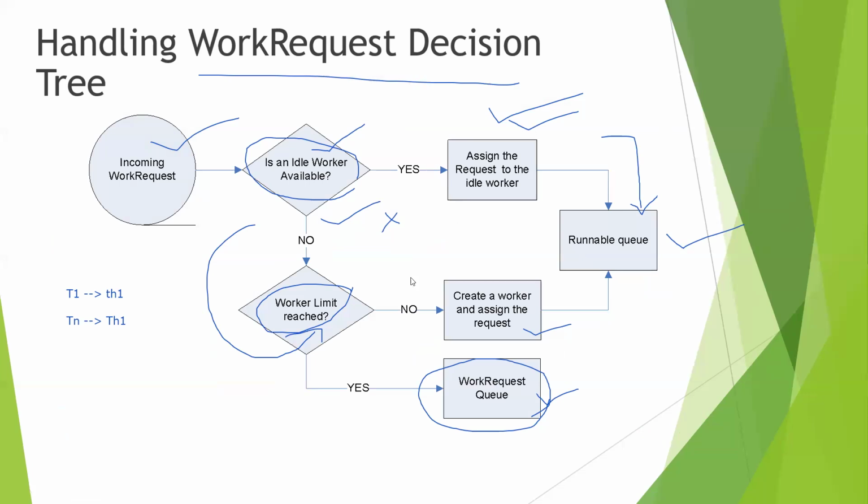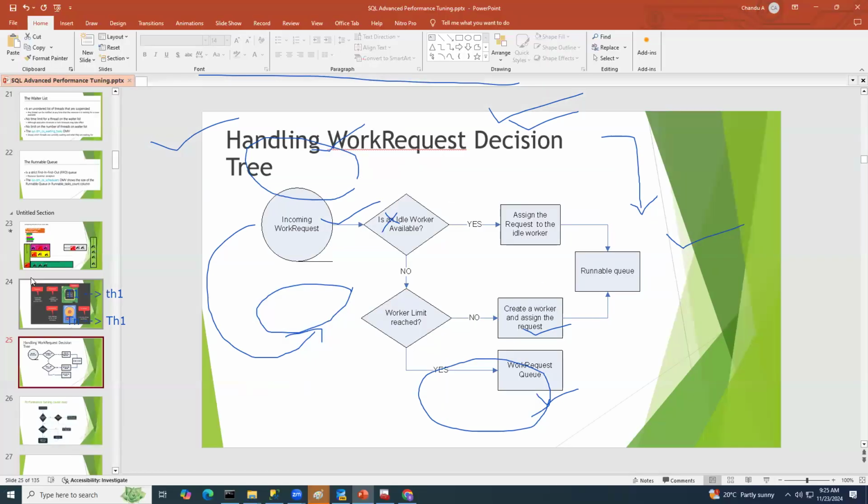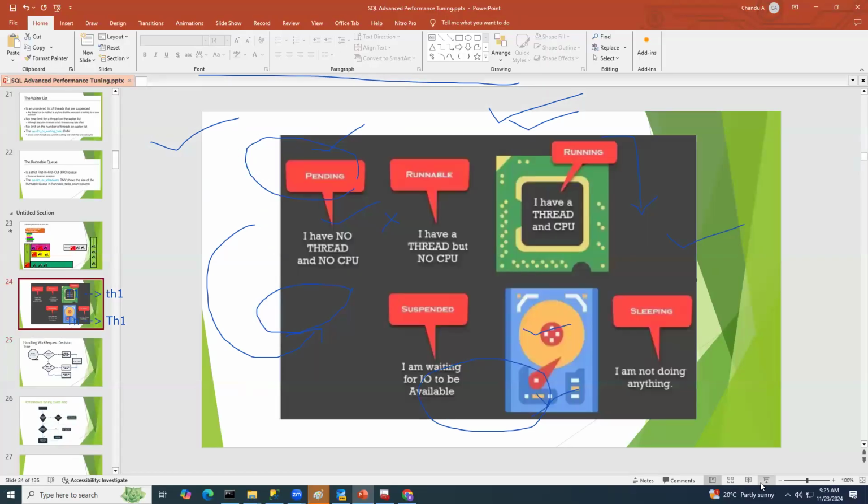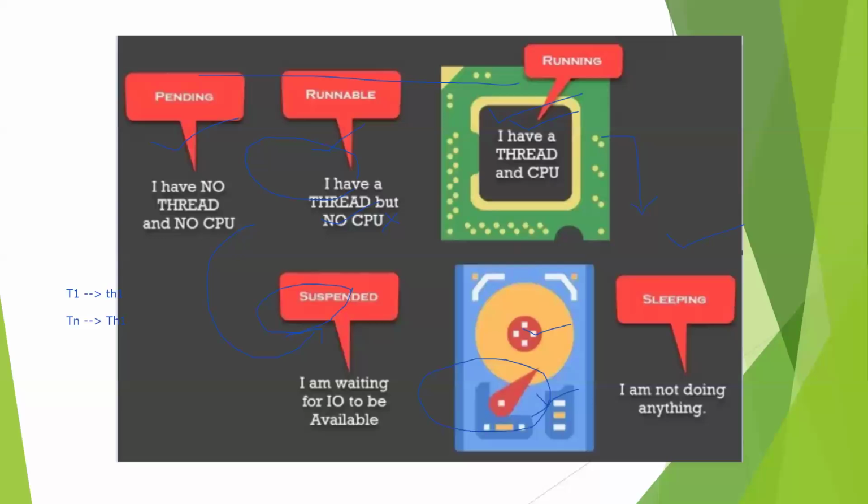Can you please go to page number 24, the picture where it shows runnable? Page number 24. Okay. So here, in the case of the runnable state, a thread is available, but there is no CPU. What I mean is the thread is currently waiting for the CPU to be available so that it can go ahead and execute on the CPU.